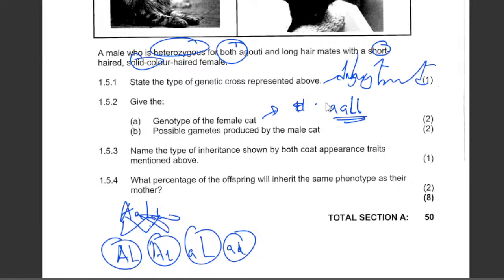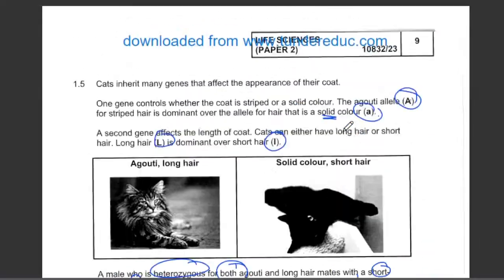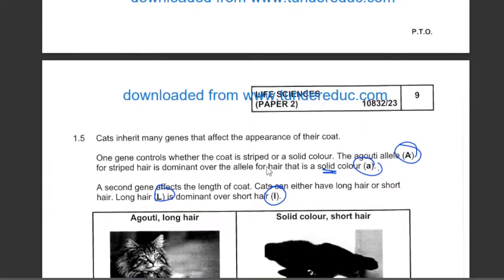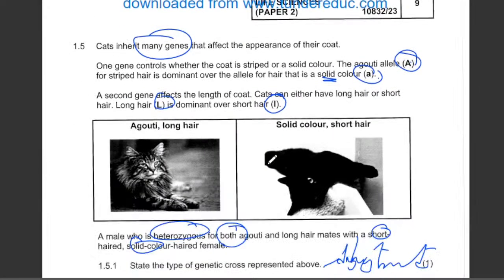So I think when they're marking, it's going to be 1 mark there and then 1 mark there. Or any 2, you get 2 marks there. So that is this answer. Then I say name the type of inheritance shown above. How do we call this? This is basically complete, but it is inheritance of multiple genes. Yes, multi-gene inheritance.